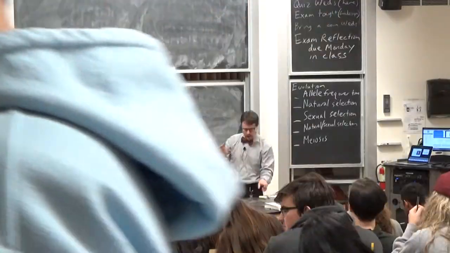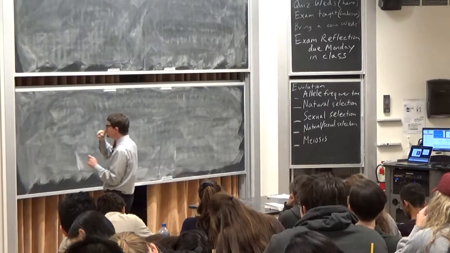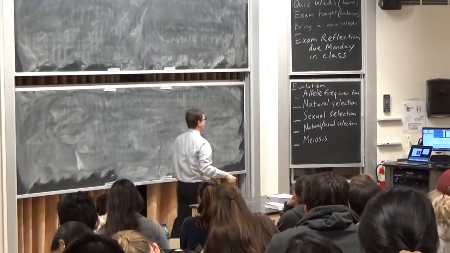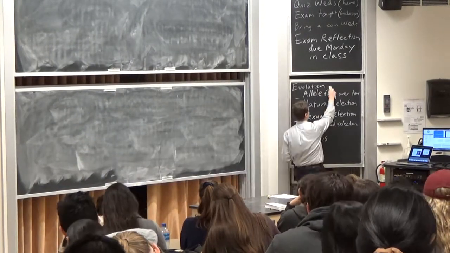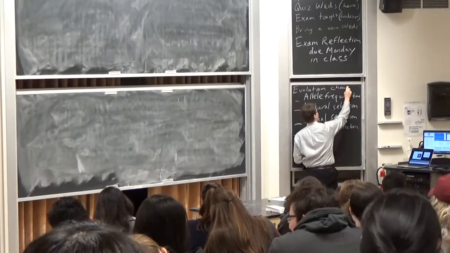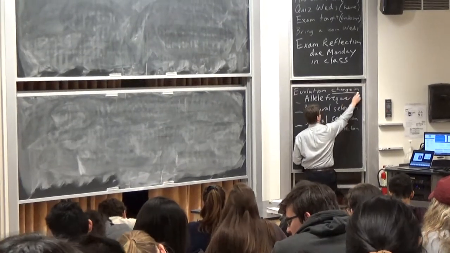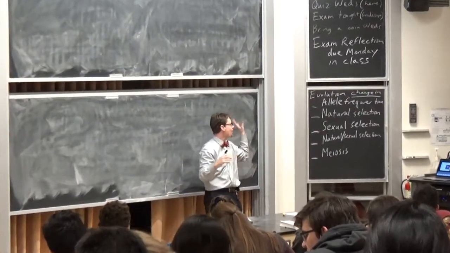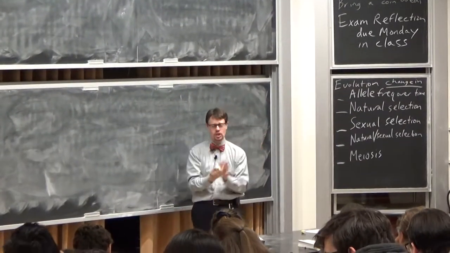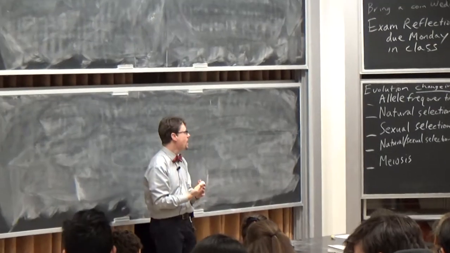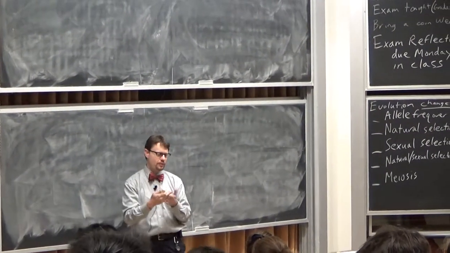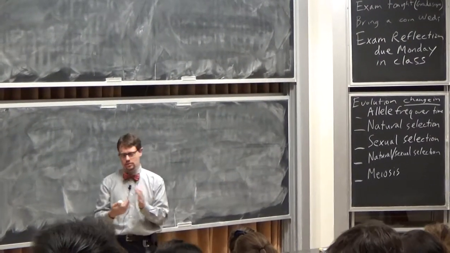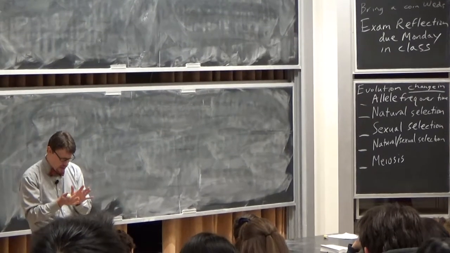All right, so if you remember, our definition of evolution was just evolution is just a change in allele frequency over time. And I apologize if you can't quite see that quote on the board. Also, evolution is defined as a change in allele frequency over time. And then a list of allele frequency, natural selection, sexual selection, so on, the plan for today.